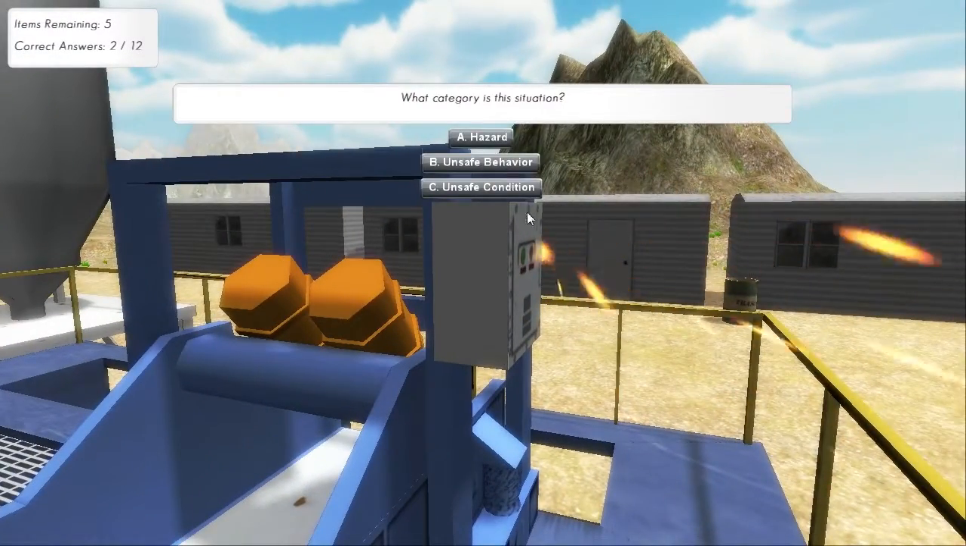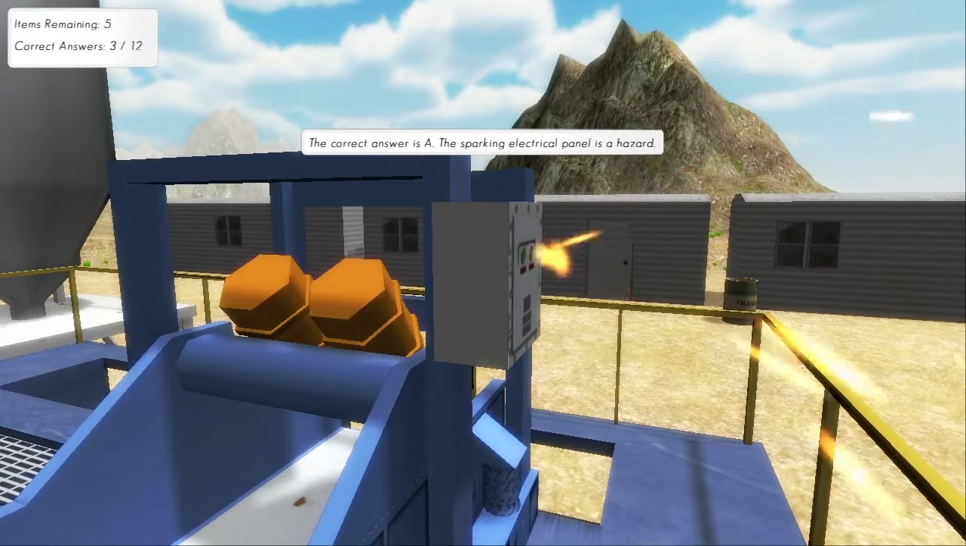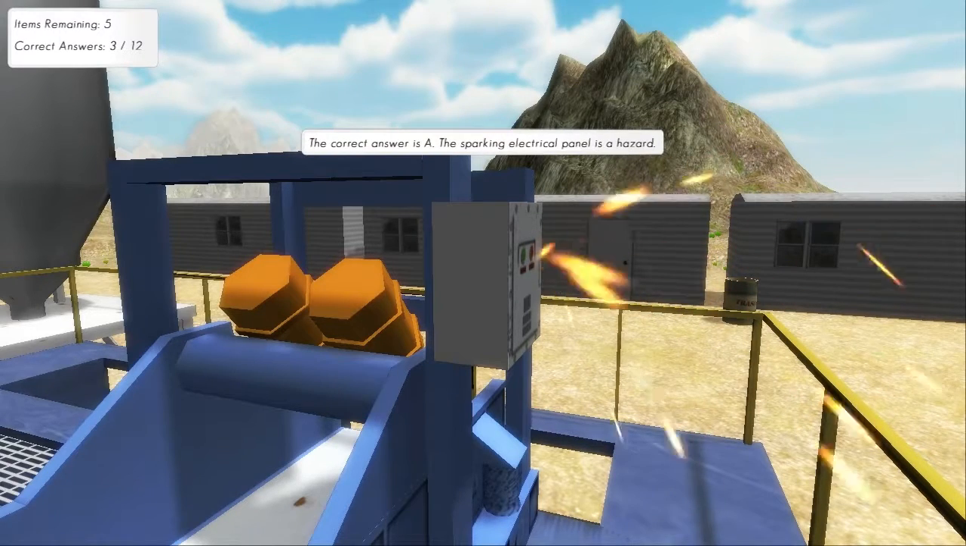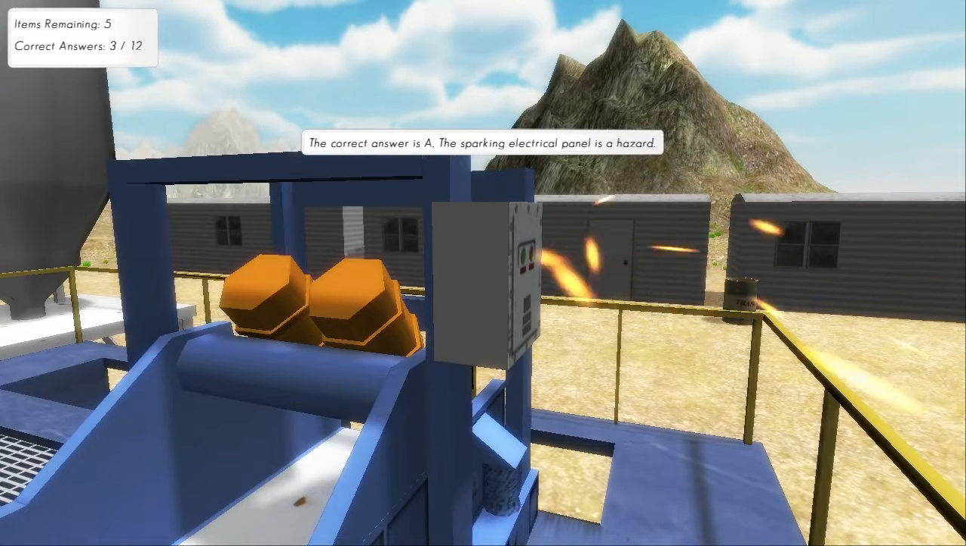What category is this situation? The correct answer is A. The sparking electrical panel is a hazard.